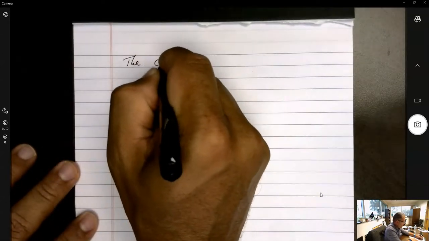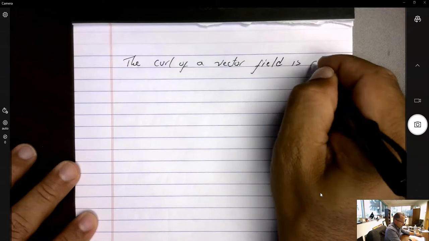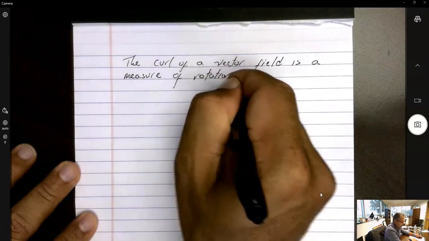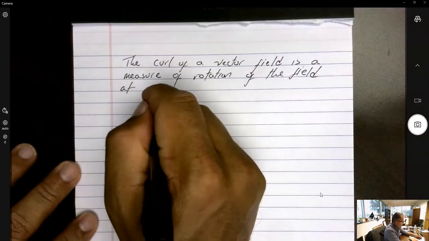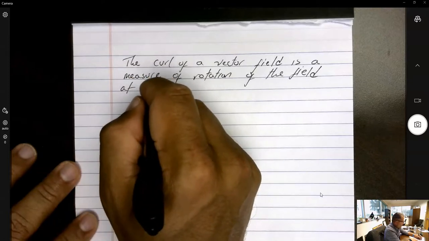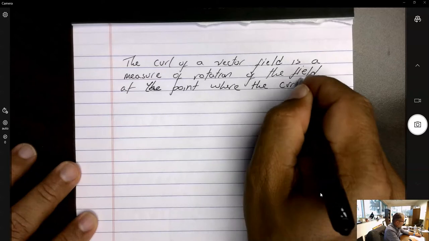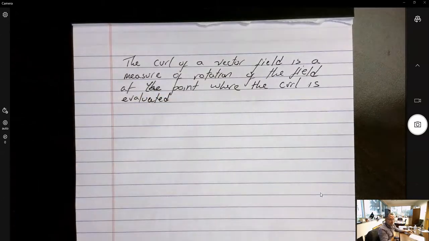So what happens is the curl of a vector field is a measure of rotation of the field at a point, at the point where the curl is evaluated. That can be another physical interpretation for these.